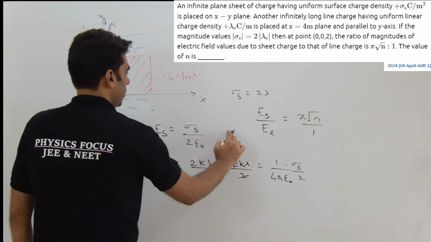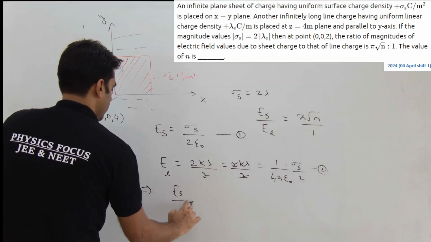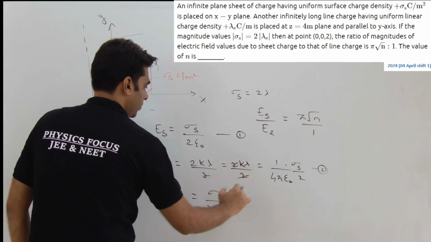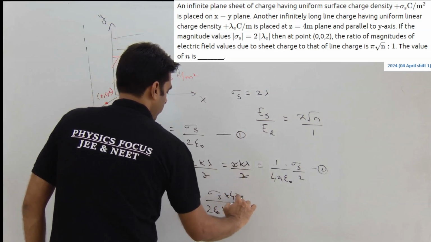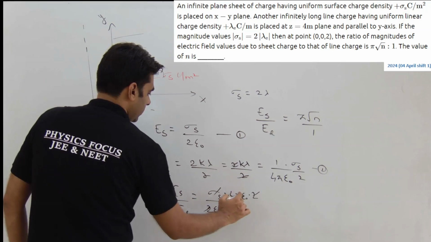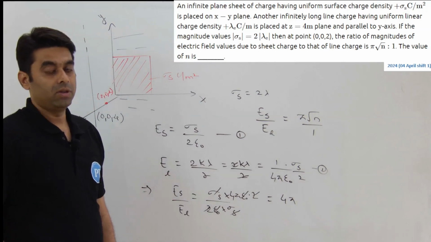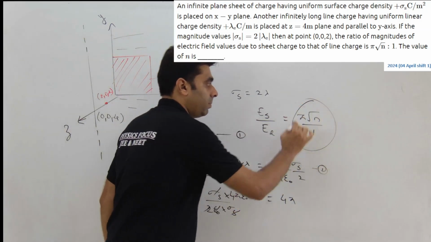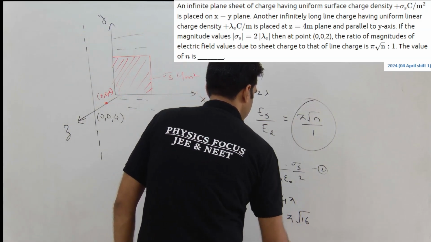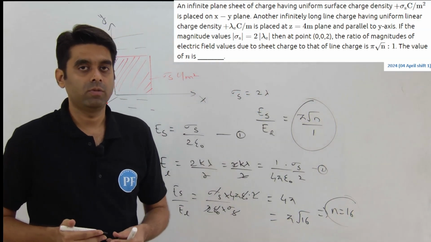Let us take the ratio, right? If we take the ratio, ES by EL is equal to sigma s by 2 epsilon naught into 4 pi epsilon naught into 2 by sigma s. Sigma s cancels out, epsilon naught cancels out. We have 4 pi as the answer. But if you check what is given, pi into root n. That means this can be written as pi into root 16. That implies our n value will come out to be 16. The answer for this question is n equals 16.